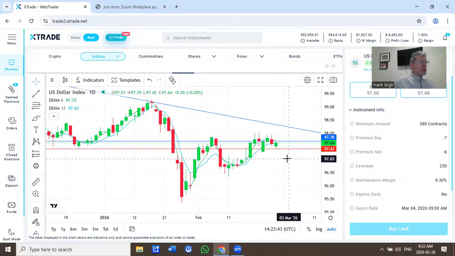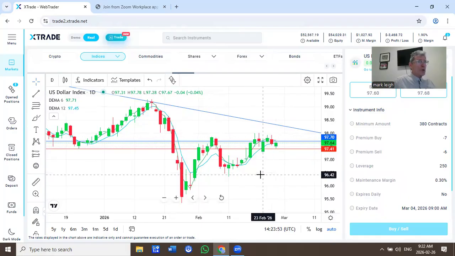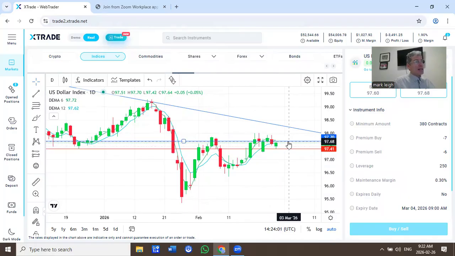Let's have a look at the US dollar performance today. Gap lower to open. US dollar has fought back though. I've got support at 97.41. I've got resistance at 97.70. Buyers will be looking to test that level if we see US dollar strength through the US session.